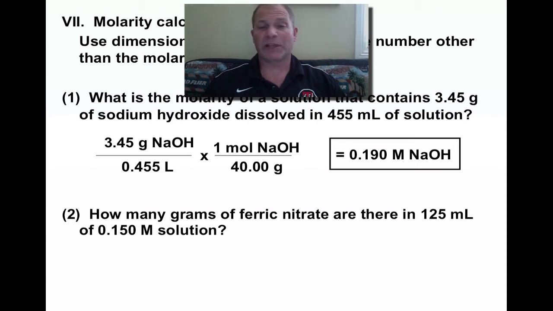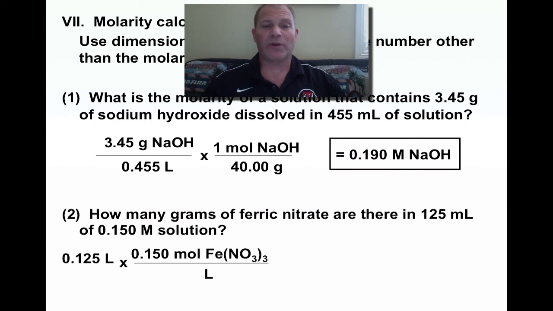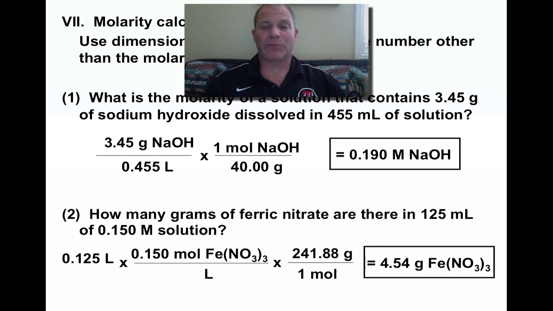So a little bit of nomenclature, because you have to also know ferric nitrate, or you cannot calculate the molar mass. So I'm going to start out with my individual amount, which is 125 milliliters. So I'll change that to liters right away, and then I'll use my molarity, and I have 0.150 moles of ferric nitrate per every liter. Liters cancel out, and for moles, I go 1 mole equals 241.88 grams of ferric nitrate, and I end up with 4.54 grams of ferric nitrate.